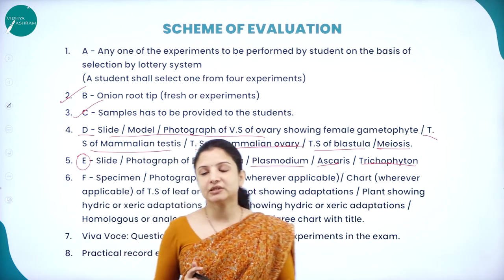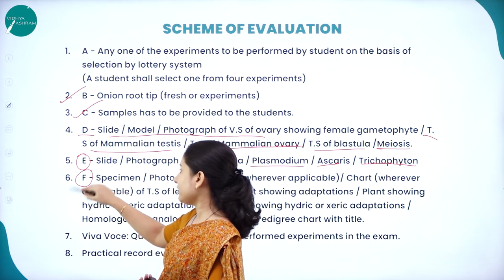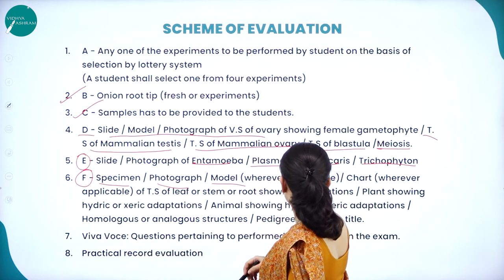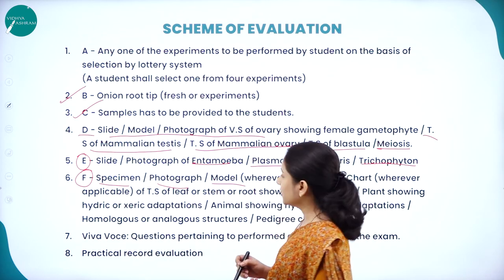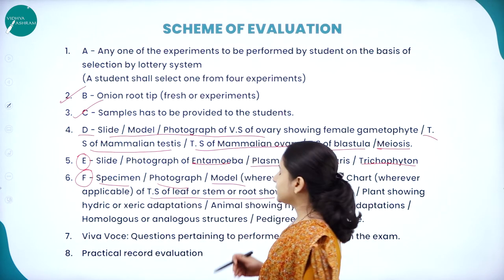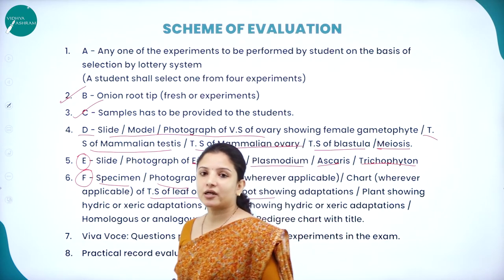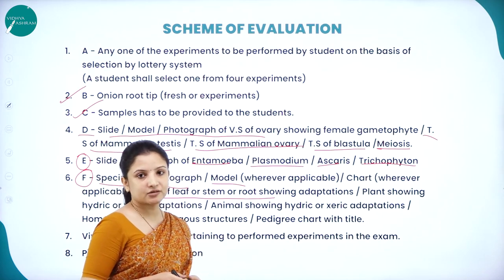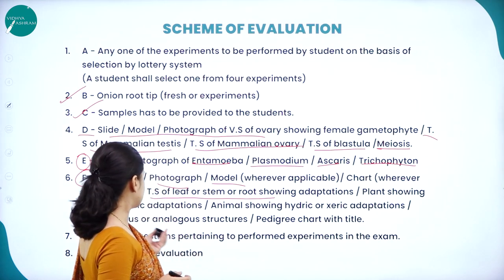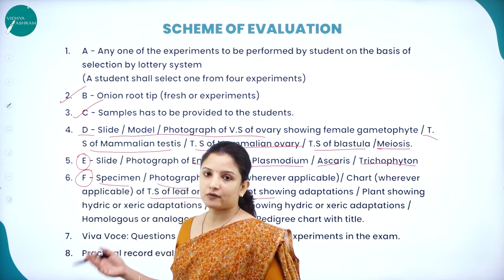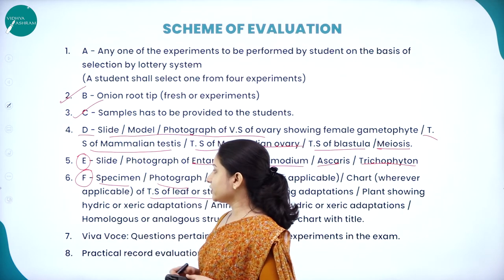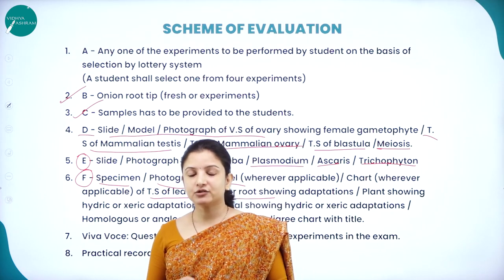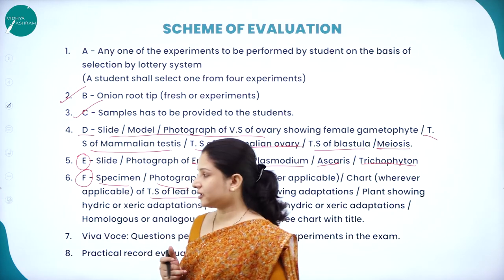Next is question number 6, that is experiment F. Here also either a specimen, photograph or model will be kept, or a chart also can be kept. What all will be kept under that? Different adaptations, that is hydric adaptations, xeric adaptations, all that will be asked. Pedigree charts, all that will be asked under this. Here also you need to identify the given material F as so and so, and you have to write 2 points under that.